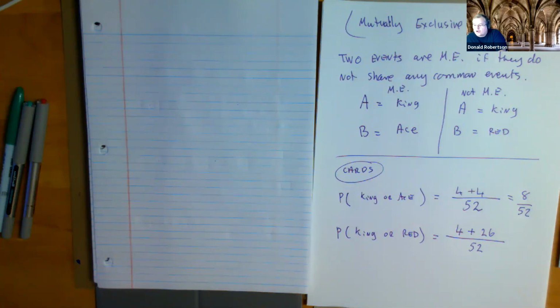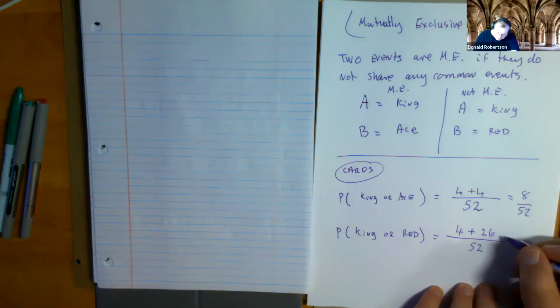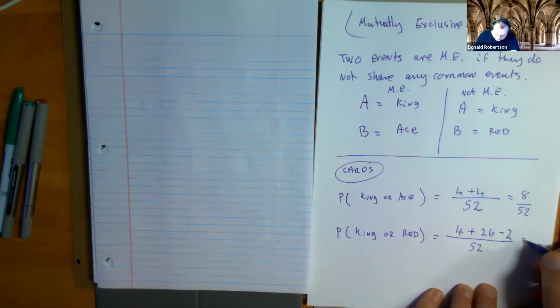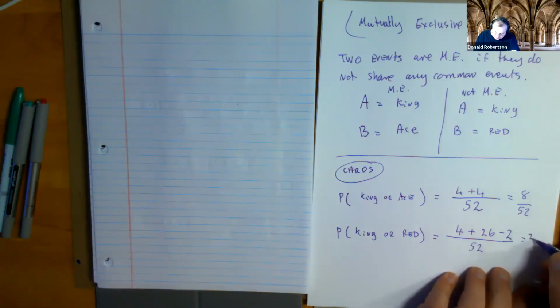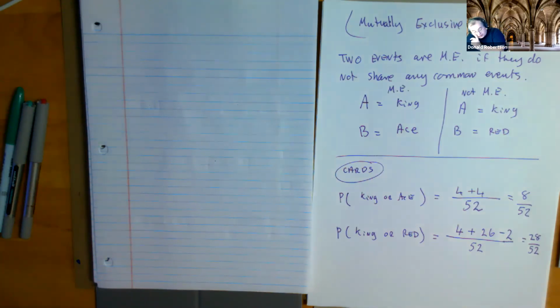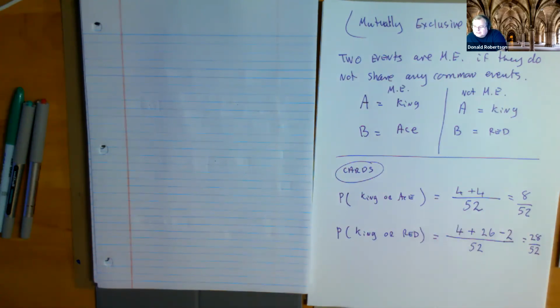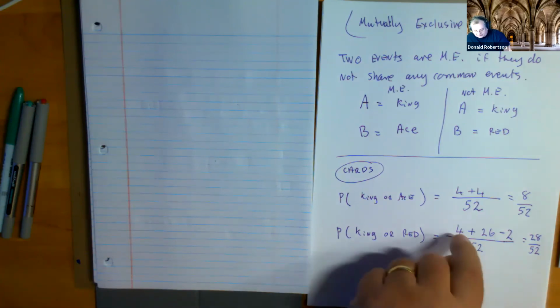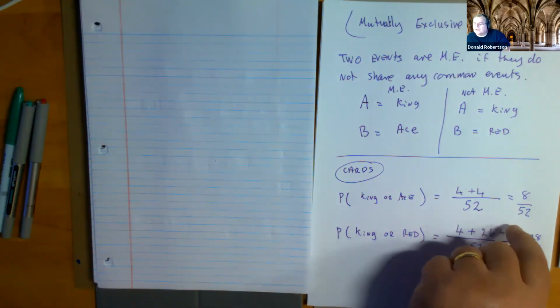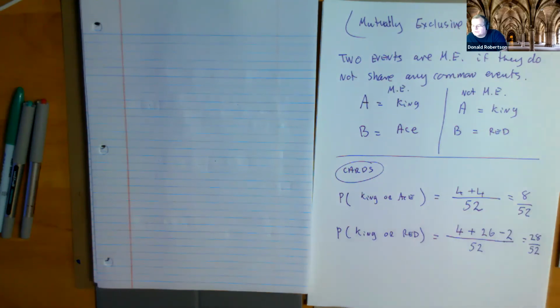It's not 2 cards, isn't it? The same card, right? It's the King of Diamonds and King of Hearts. So haven't I overcounted by 2? And so the correct answer to this one is 28 out of 52. So do you see that if 2 events are not mutually exclusive, that makes counting a little bit more complicated? Because not only do you have to count how many of each, don't you then have to subtract the ones you've double counted?